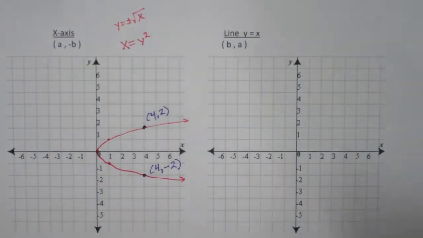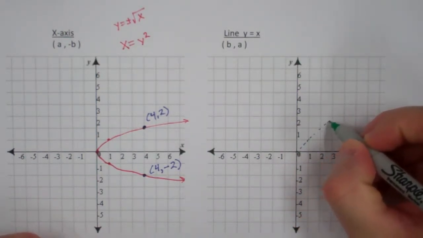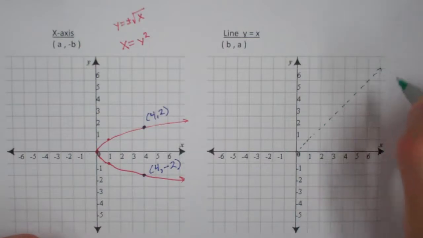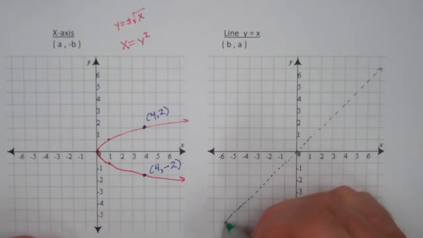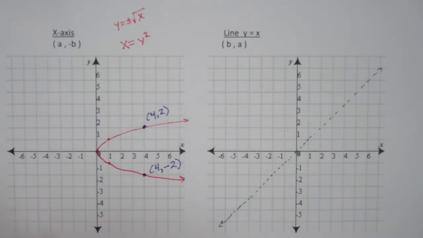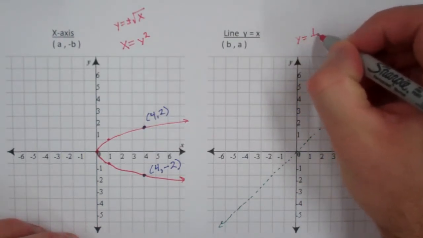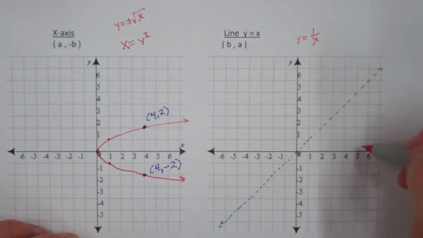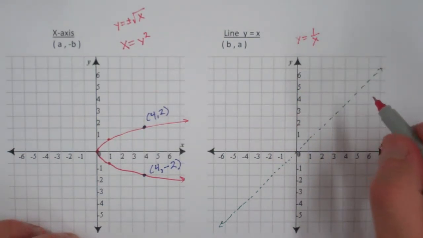The line y is equal to x is an interesting one. Let me graph the line y is equal to x for you on this coordinate plane here. So there it is. And then I'm going to give you this function for us to graph. I'll probably just do the positive and the positive right over here. So this is 1 over x. y is equal to 1 over x.